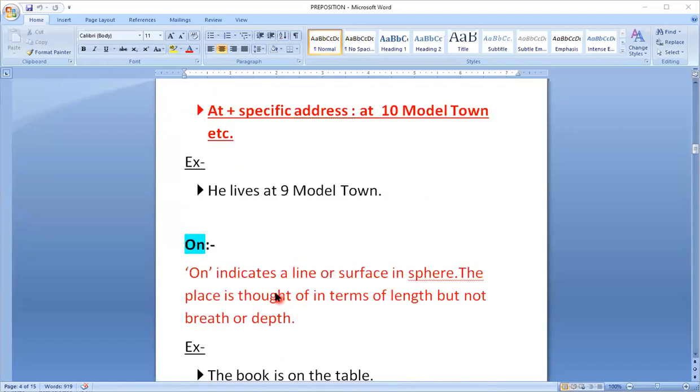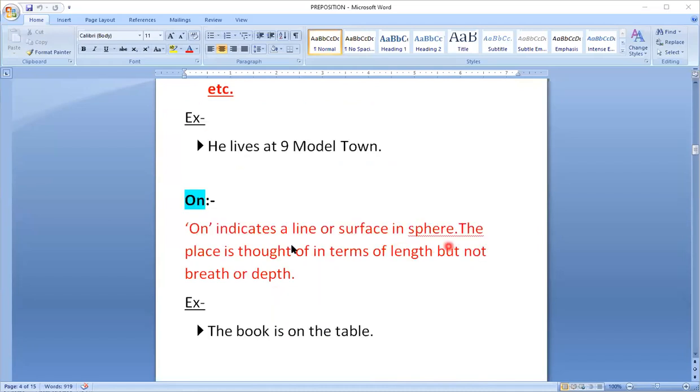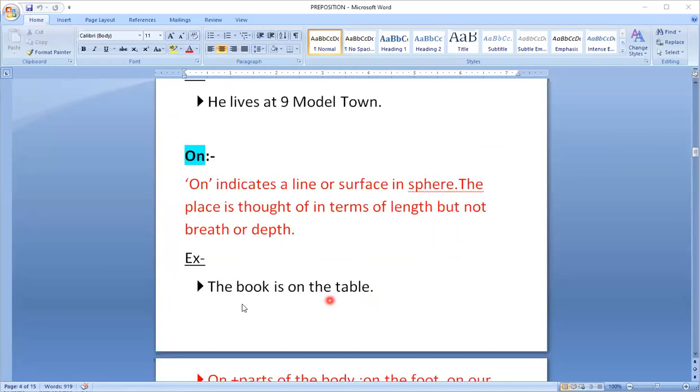So on indicates a line or surface. The place is thought of in terms of length but not breadth or depth. जब भी हम on preposition की बात करते हैं, उस सरफेस की हम बात करते हैं, जब हम उसकी length की बात करते हैं but not breadth और depth, depth मतलब गहराई नहीं होनी चाहिए, केवल ऊपरी सतह की हम बात करते हैं. So look at the example, students, the book is on the table. Here there is no depth and breadth of the table shown. Here we show the surface. Okay, here we show the line and the surface. So the book is on the table. We use the preposition on here.